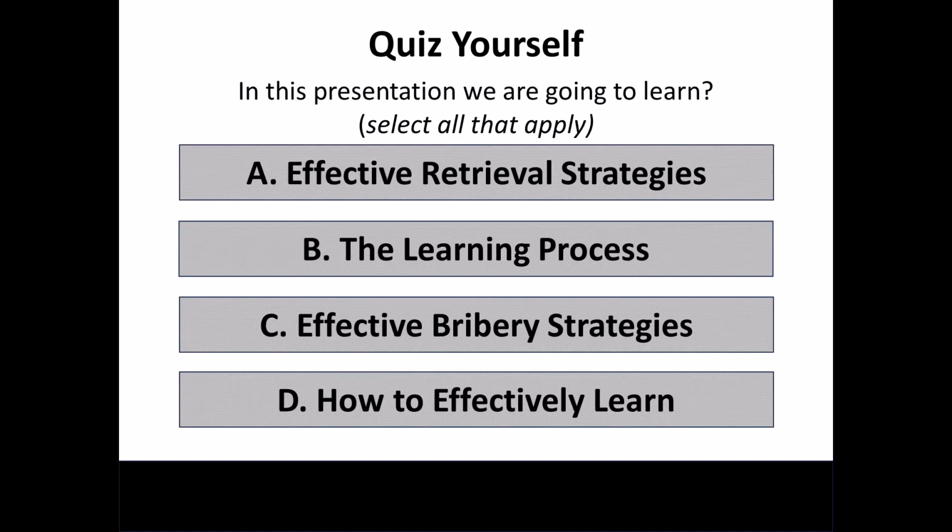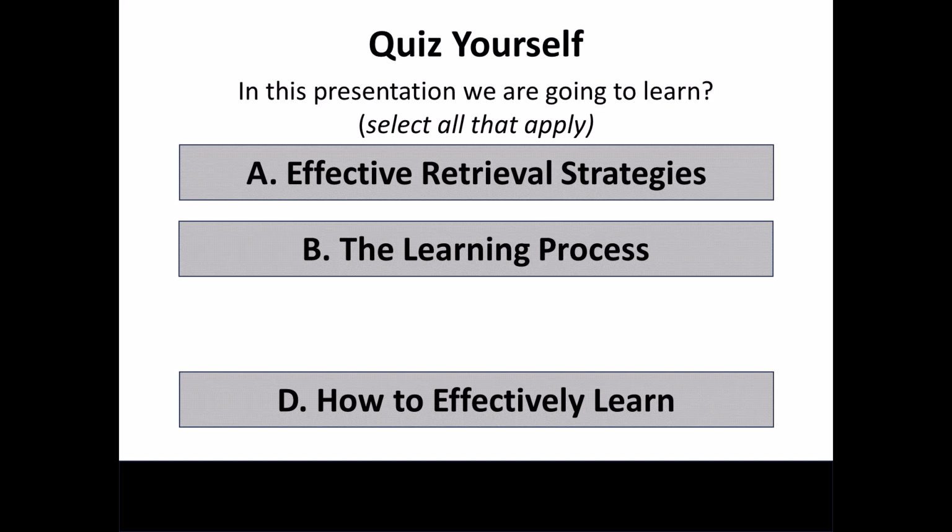Quiz yourself. Select all that apply. There may be more than one correct answer. In this presentation, we are going to learn A. Effective retrieval strategies, B. The learning process, C. Effective bribery strategies, or D. How to effectively learn. In this presentation, we are going to learn effective retrieval strategies, the learning process, and how to effectively learn. We will not be covering bribery strategies for the purposes of this presentation.